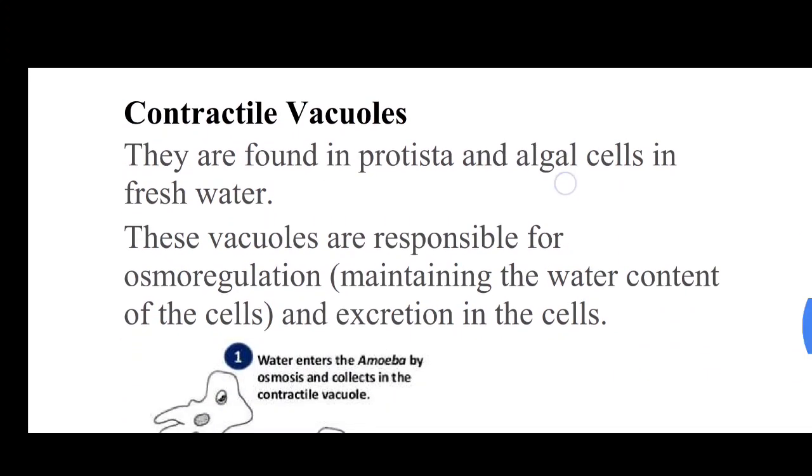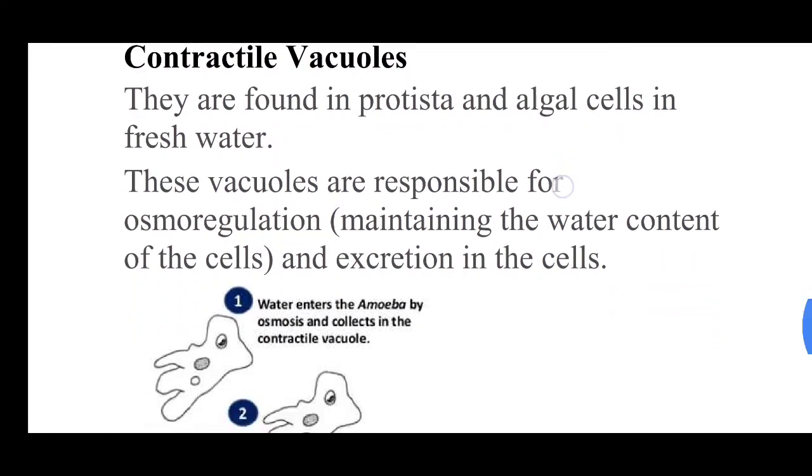Next is the contractile vacuole. The contractile vacuoles are found in the protista and the algal cells in fresh water. These contractile vacuoles are responsible for osmoregulation. Osmoregulation means the process by which the organisms maintain the level of water inside the cell, and it also helps in the excretion of the cells. Excretion means the removal of the unwanted substances from the cell.